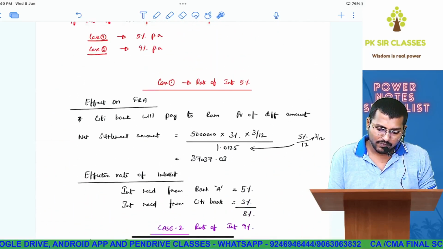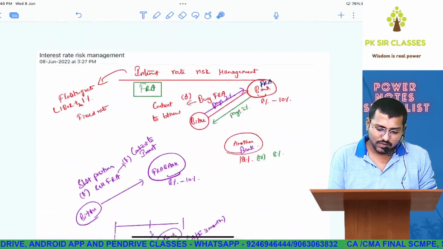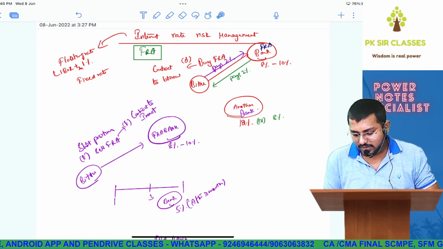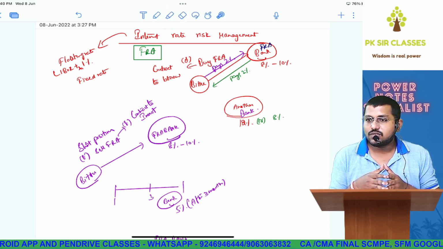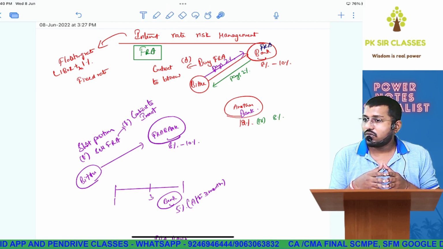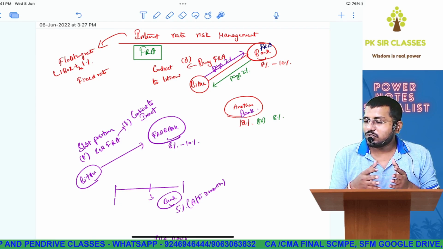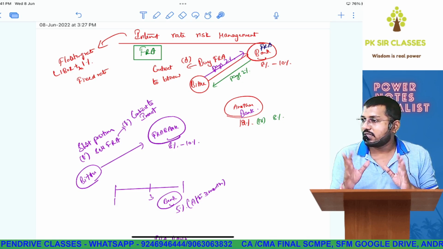Fantastic. So what is it that we have seen? Let's revise one more time. We started with interest rate risk management, where we said that there are two types of rates of interest. One is the fixed rate, the other one is the floating rate, which a bank can offer. If you go for a fixed rate, mostly there is no risk because it's constant for 10 years, the same interest, irrespective of anything that happens around the world.